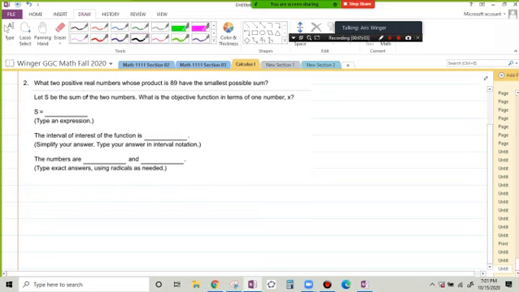They're calling it S. Again, we're going to label; are they going to call it X? What is the objective function in terms of one number X? So they want one thing to be X. We're going to call the other thing Y. And then they want us to go ahead and solve for Y in terms of X. So we know we're forced to have a product of 89. And now we want to minimize the sum.